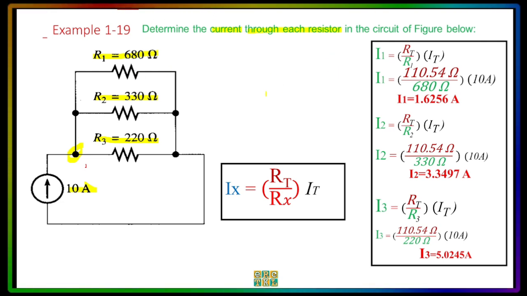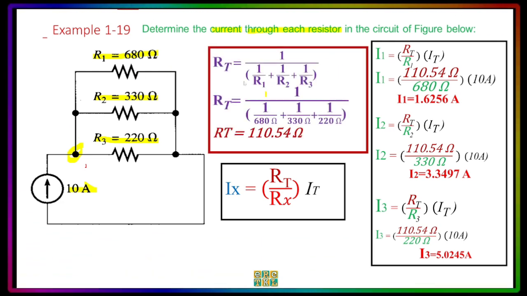So the first step is to calculate the total resistance. The total resistance can be taken from this formula: 1 over 1 over R1 plus 1 over R2 plus 1 over R3. And then substituting the values of the three resistors, 1 over 680 plus 1 over 330 plus 1 over 220, we will get an R total of 110.54 ohms. And that will be used in our formula for Ix. So the RT will always be 110.54.